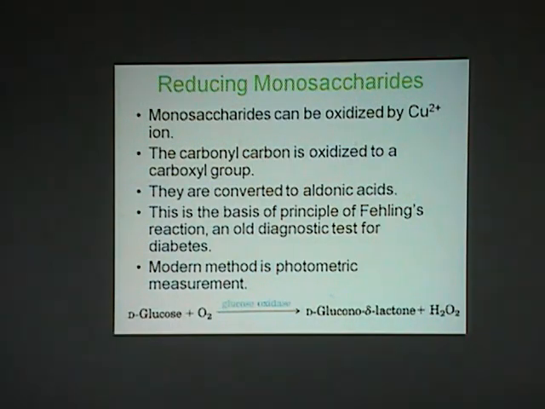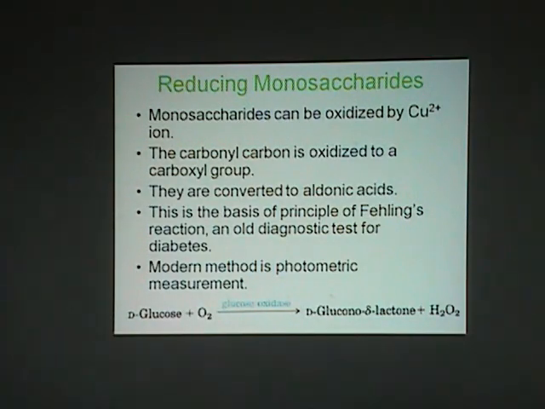Glucose is oxidized and cupric ion is reduced. Understand? So on the basis of that color change, it was diagnosed whether there is sugar in the urine or not. But nowadays, we do not use Fehling's solution. Nowadays, kits have come, and the patient tests their own blood glucose level. You know it? What do they do?